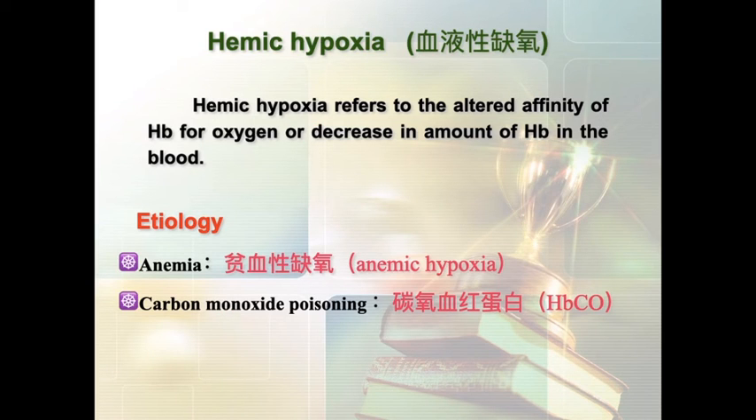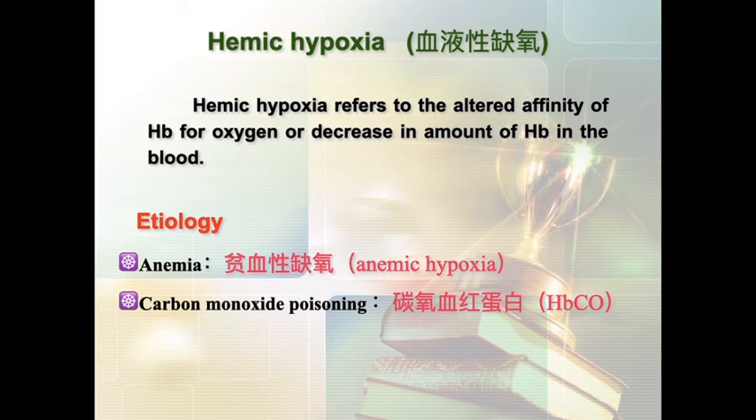Hemic hypoxia refers to the altered affinity of hemoglobin for oxygen or a decrease in the amount of hemoglobin in the blood. So, the quantity or quality of hemoglobin affects the ability to make good use of oxygen.